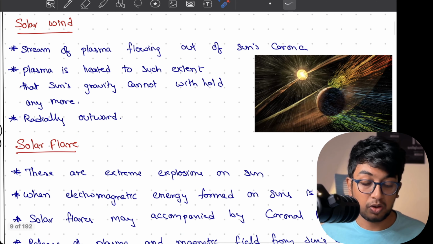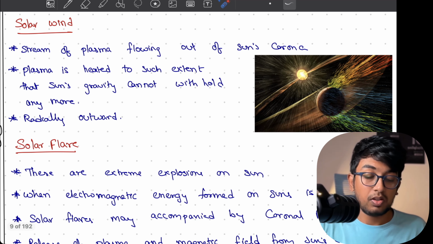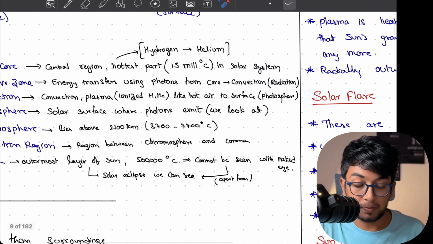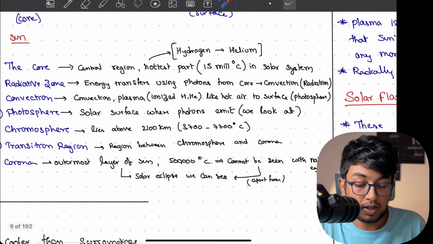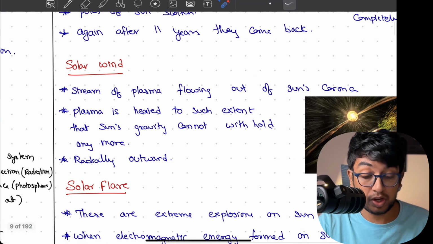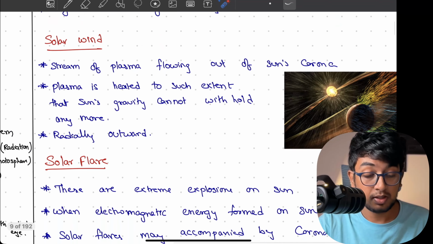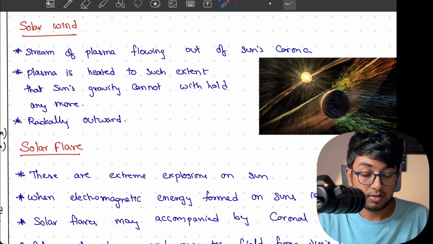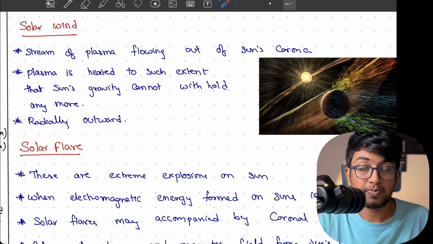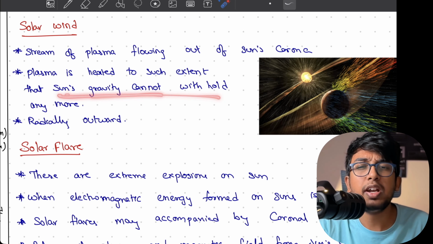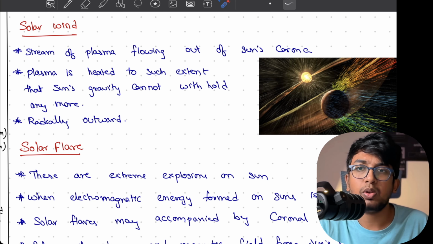Now we are going to talk about solar wind. As I told you before, there is a plasma here, plasma from the convection layer. This plasma, which is ionized hydrogen and helium, sometimes will be thrown out because the sun's gravity cannot withhold it anymore. So this particular plasma is thrown out radially outward.